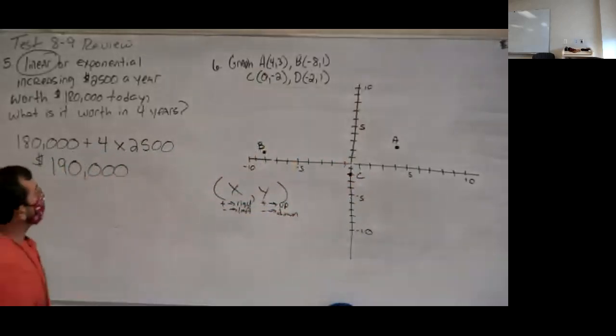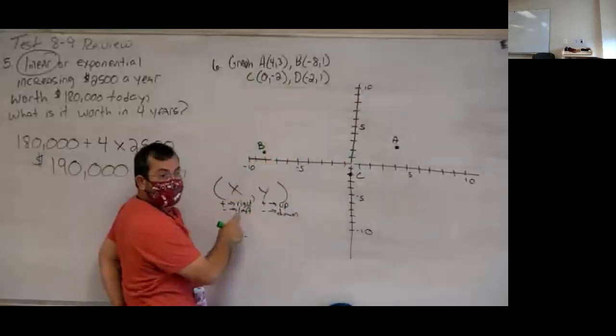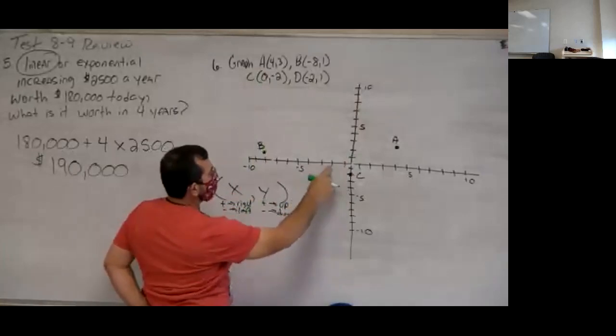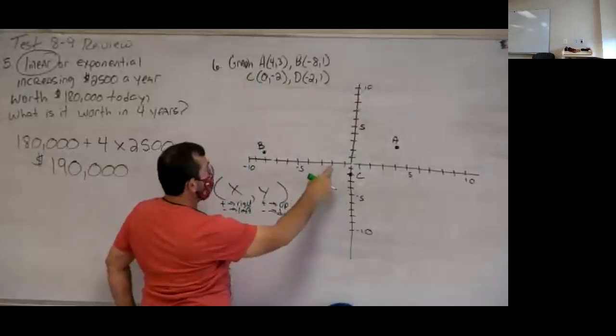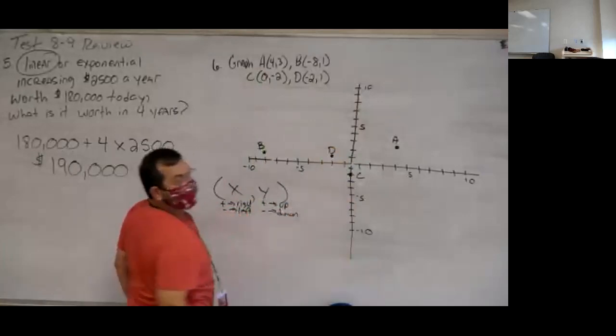So D is (-2, 1). So -2 on the X tells me to go left 2. I'll go left 2, and then the 1 being positive for the Y wants me to go up 1, and there would be my D.